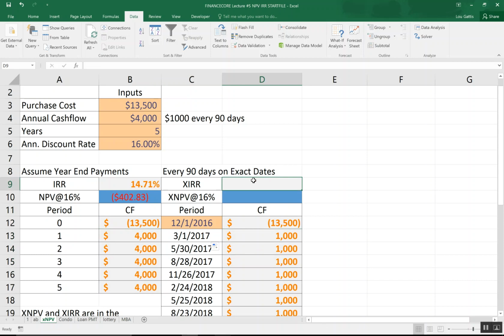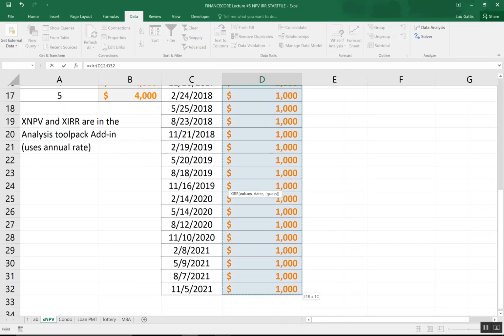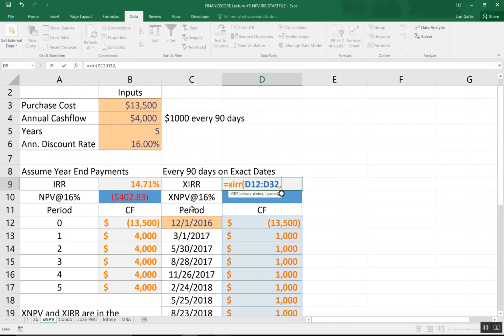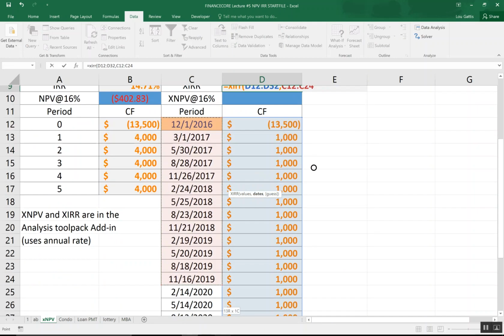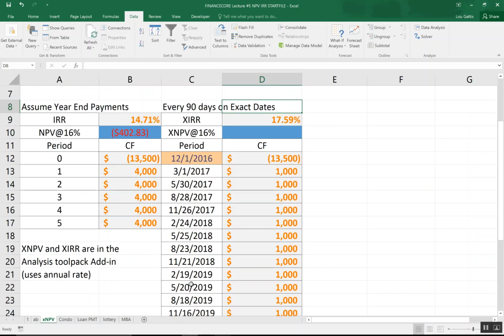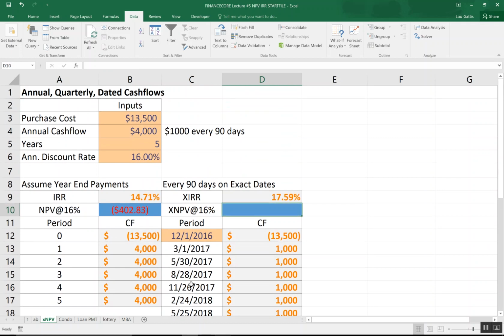So what we can do is calculate the XIRR, where we put in the values, comma, and then we put in the dates. And there we have the actual IRR of the project, assuming the actual timing. So make sure if you have exact dates, say months or quarters, use them.